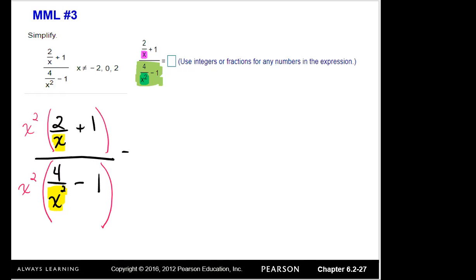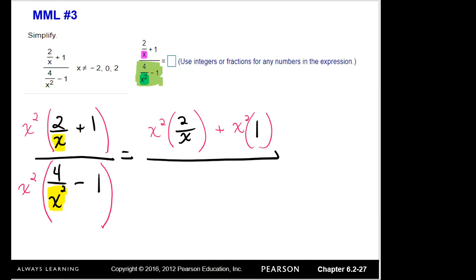So I am going to distribute this x squared times the 2 over x, plus I'm also going to distribute the x squared to the 1. And then in the denominator, you have to distribute the x squared to the first term, which is 4 over x squared, minus the x squared also gets distributed to the 1.